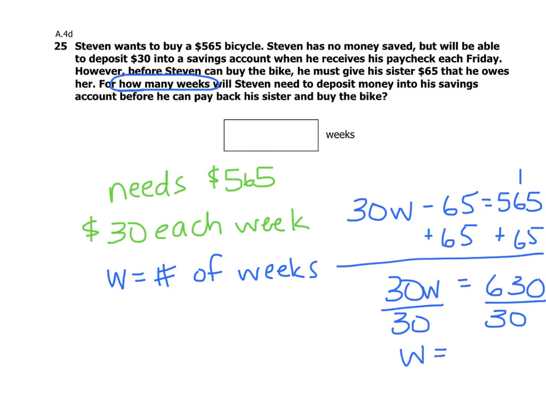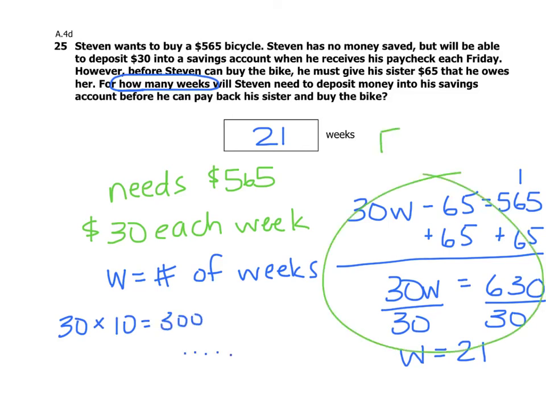Okay, finally, 30 into 630 is going to go 21 times. So it's going to take him 21 weeks. If you worked backwards and you multiplied, you might have taken $30 and multiplied by 10 weeks. Okay, that's 300, so that's not enough, and so on. But look, wasn't this faster? I think it was.